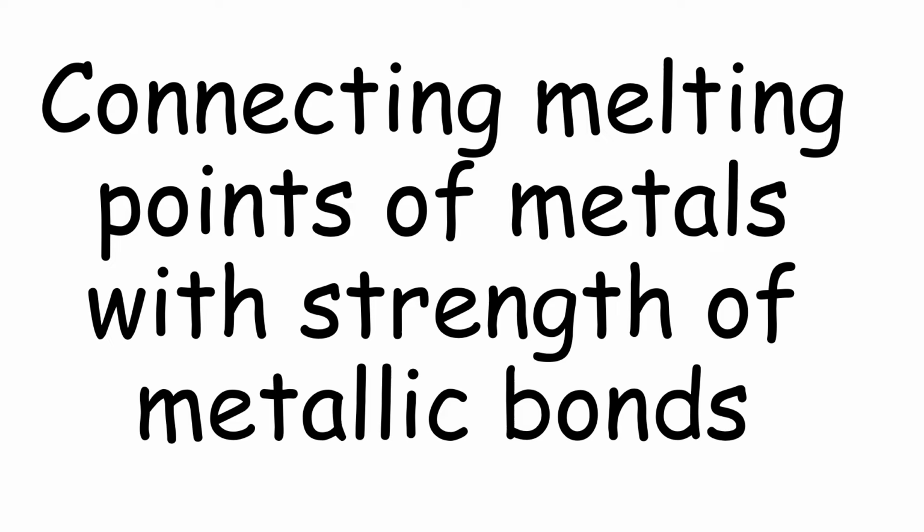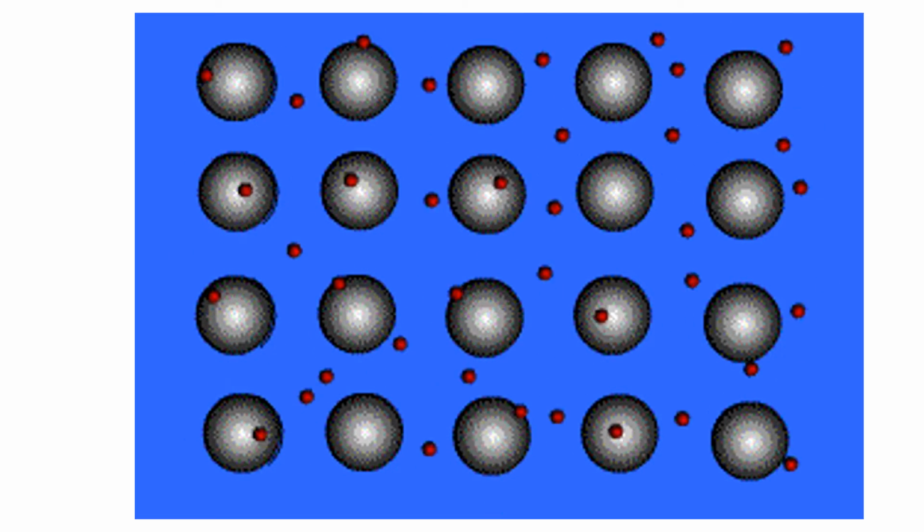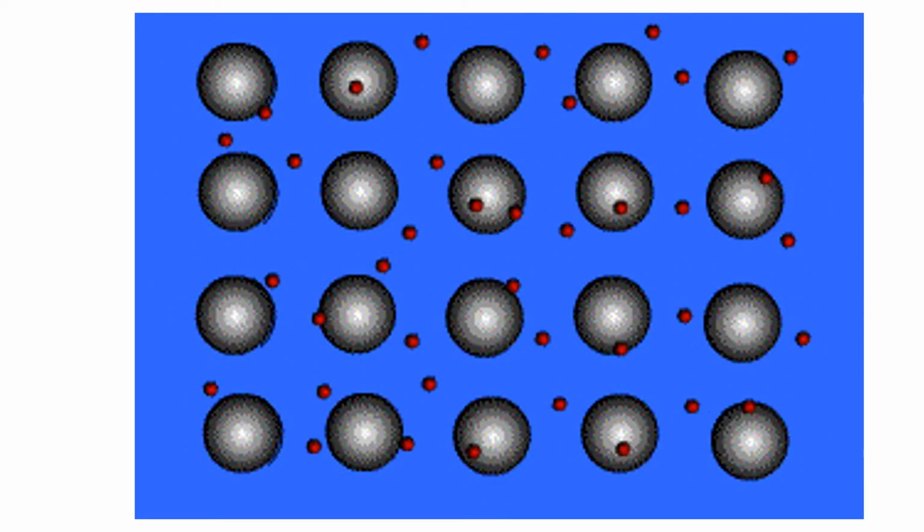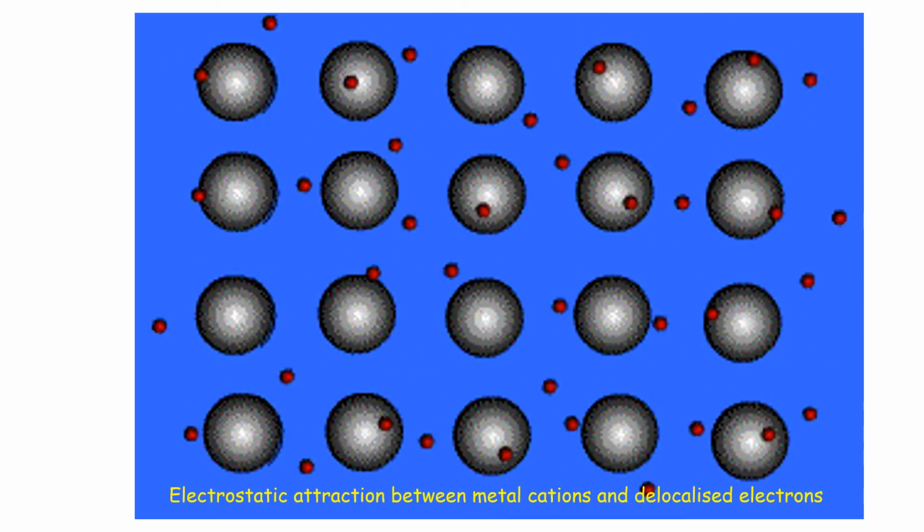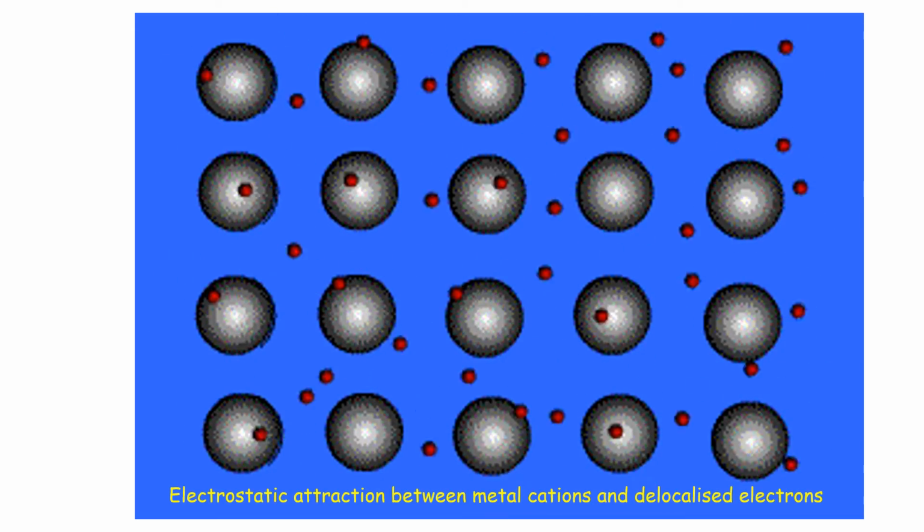Hi, and welcome to this quick look at the connection between melting points of metals and the strength of their metallic bonds. So we'll start off by doing a quick review of what metallic bonding is actually about. So this little animation shows you the electrostatic attraction between metal cations and delocalized electrons.